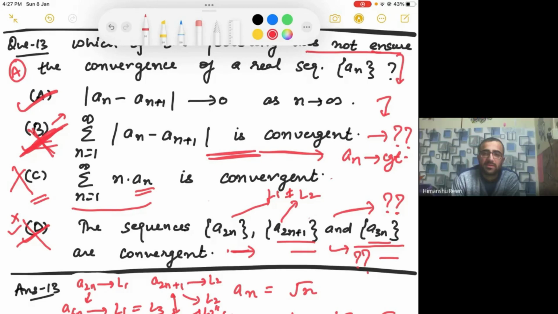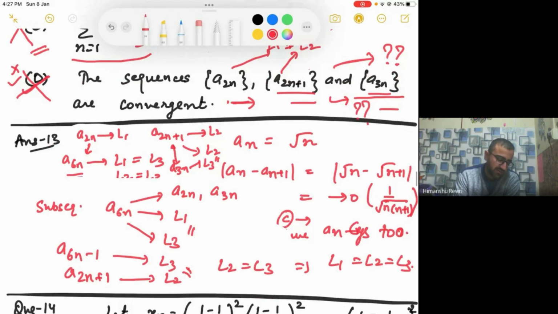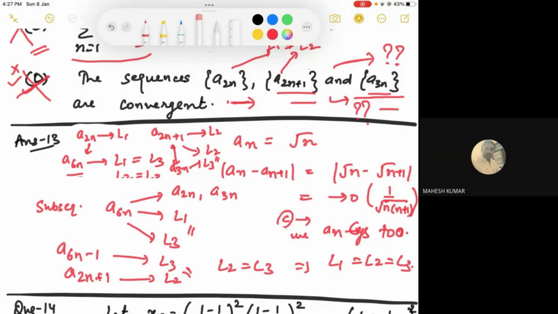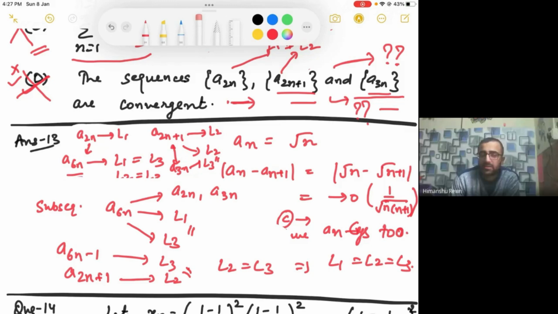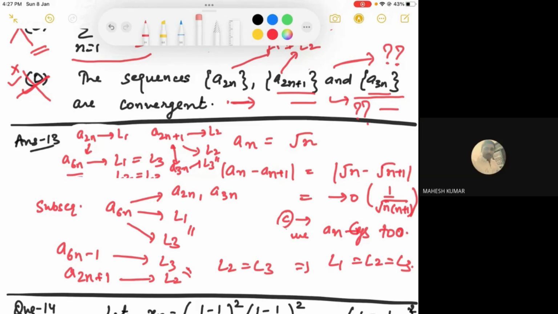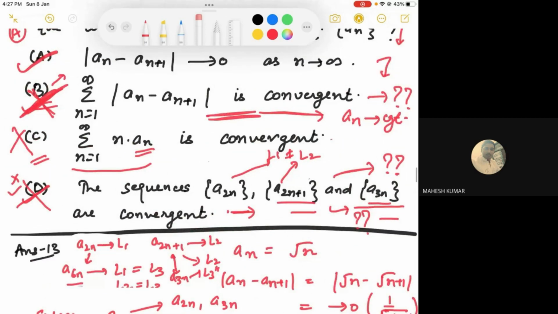Yes. So what does this statement say? What are you saying, Mahesh? In that case, if we work with the example An is root n, then after rationalizing, it becomes 1 by root n summation, which is divergent. So in that case, we can't take the example root n. Yes. So I think in every case it is convergent.